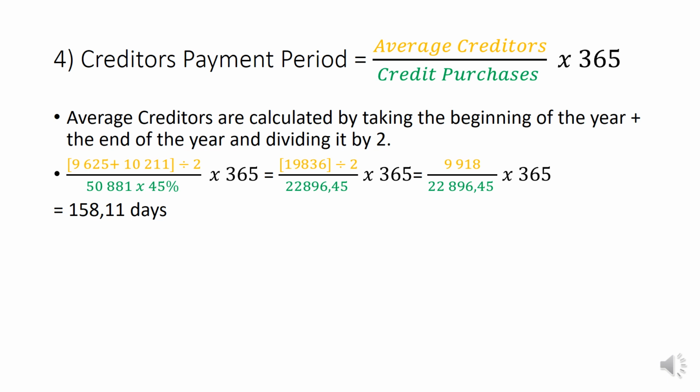158.11 days. So our business is in a really good space when we pay our creditors because we only pay our creditors almost every 6 months, which is a good space to be in. That means we have very little outflow of cash, but our collection period with our debtors in the previous calculation was quite quick, which means we have a quicker inflow than outflow of cash. So our business is in a really good cash flow position.